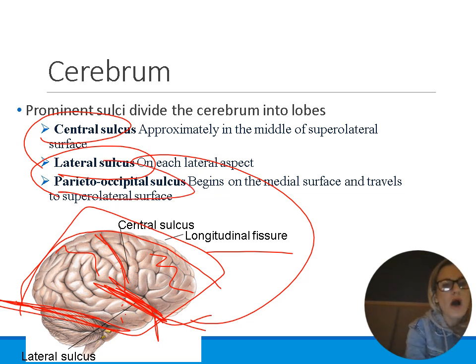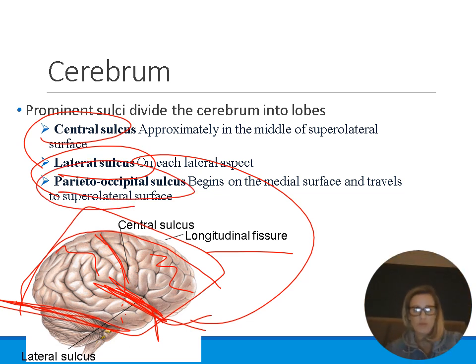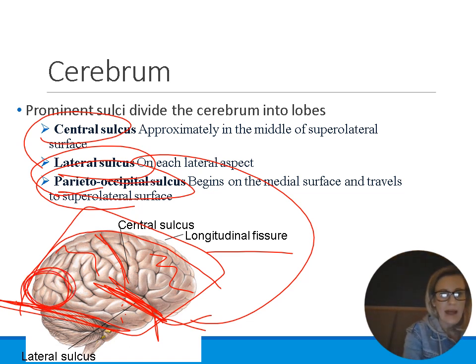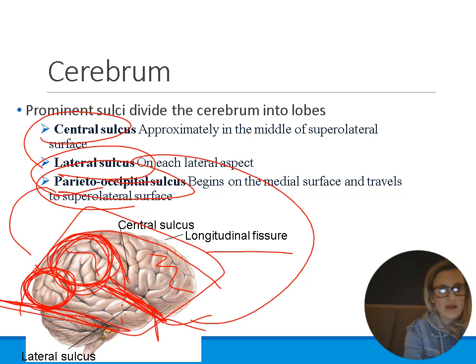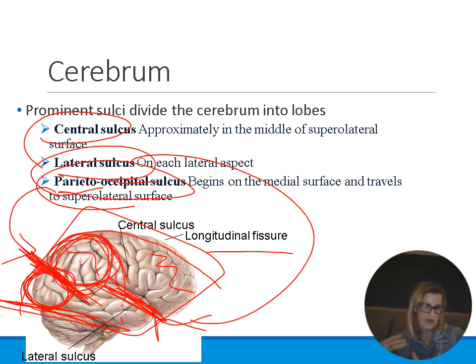The parieto-occipital sulcus, we'll see the lobes in a second. The parieto-occipital sulcus is between the parietal lobe and the occipital lobe. The occipital lobe is in the very, very back here, and then the parietal lobe is in front of it, like right here. So the parieto-occipital sulcus is going somewhere right in this area. The thing with it is it's very difficult to see from the outside of the brain.